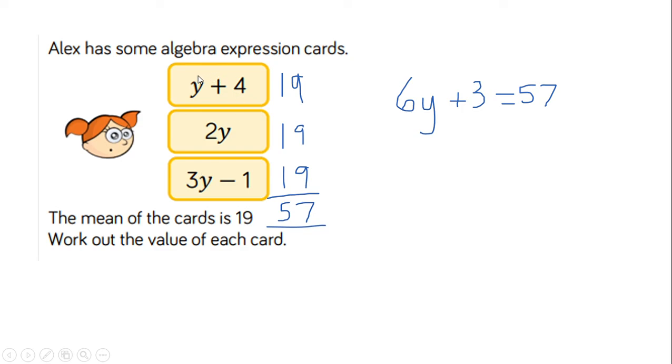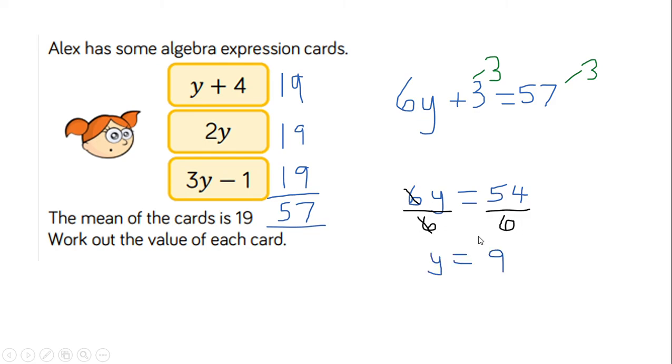So we can put all of our y's together, look. We've got 3y, 2y and y, so that's 6y. 6y plus 4 minus 1 is the same as 6y plus 3. So we know that 6y plus 3 equals 57. We can then solve this equation. We can take 3 from both sides, which gets rid of this 3 completely and just leaves us with 54. So 6y equals 54. We can then use our division facts. We can divide both sides by 6, and we know that 6 times 9 is 54, so y equals 9.